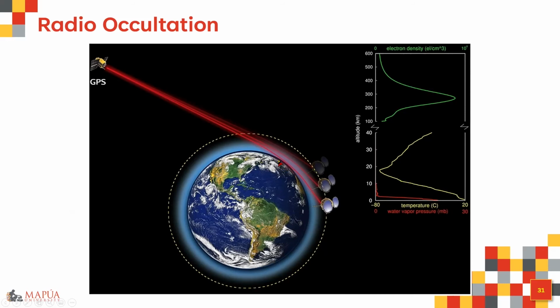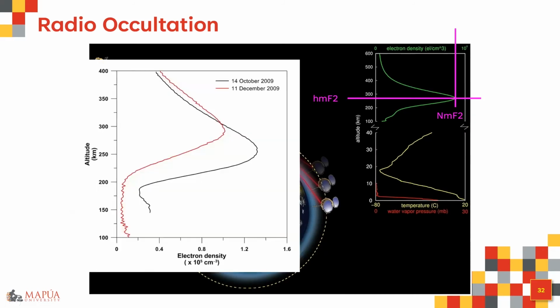And from the refraction, we can get the refractivity of the ionosphere at certain heights. And from the refractivity, we can estimate the electron density. So from the electron density provided by the radio occultation technique, we can also determine the NmF2 and HmF2. In fact, for COSMIC and these radio occultation techniques, HmF2 and NmF2 are the most used parameters.